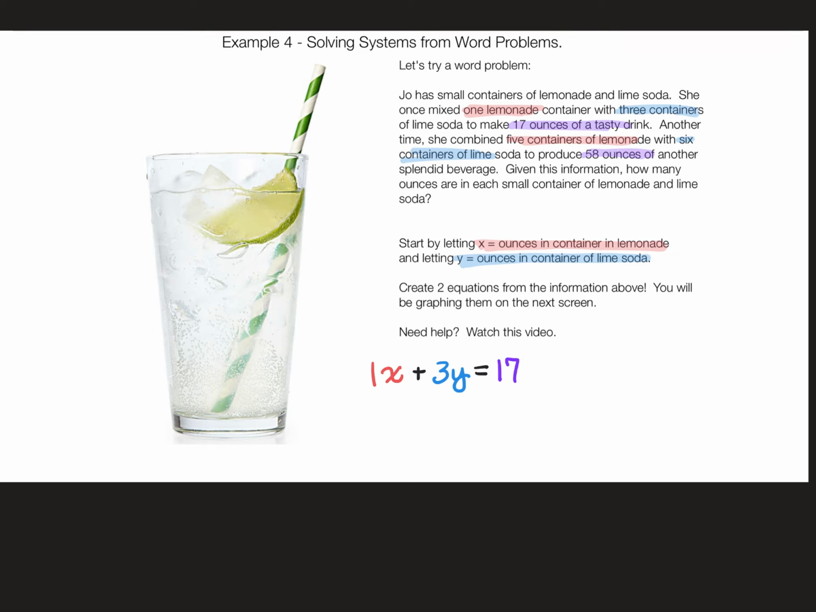My second equation is going to be taking those 5 lemonades, so 5x, plus the 6 containers of lime to get a total of 58 ounces. So that's all you had to do for that slide.